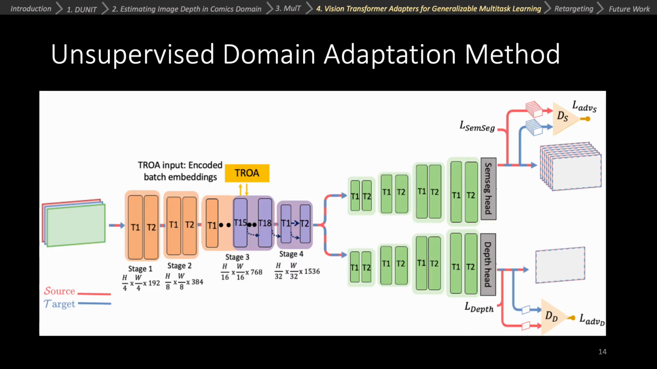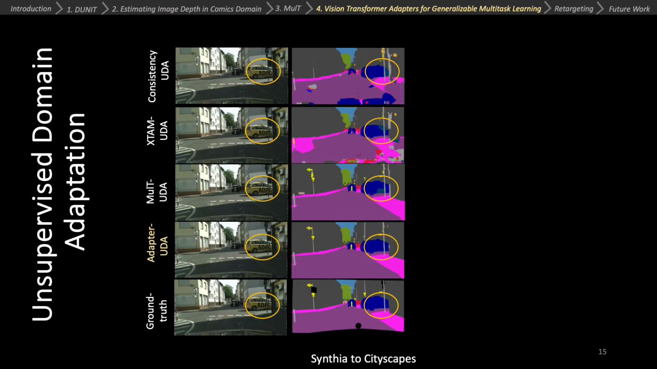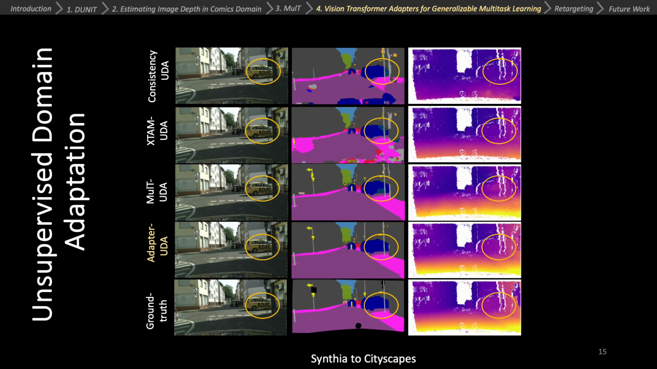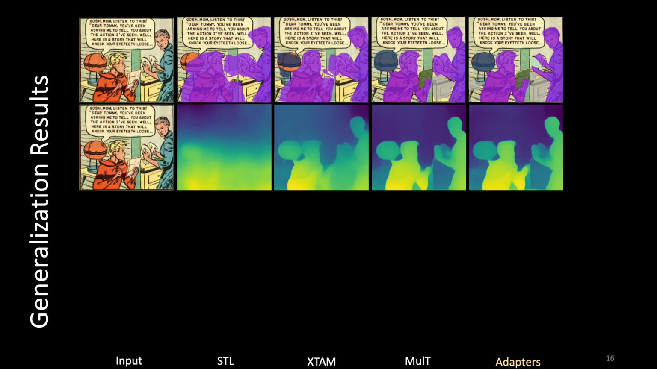For the UDA setting, we apply domain discriminators at the output levels of the task heads to not change the network architecture. Here the source labels are present, but the target annotations are not available. For Synthia to Cityscapes, we see that our UDA method, the unsupervised domain adaptation method, outperforms in segmentation by segmenting the car pixels accurately. For depth, the adapter UDA estimates the car and building depth more accurately than the baselines.